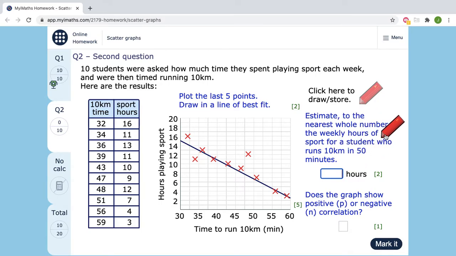So estimate to the nearest whole number the weekly hours of sport for a student who runs 10 kilometers in 50 minutes. So I'll read 50 minutes and then reading across, well, it's somewhere between 6 and 7, a little bit nearer 7. So my prediction will be 7 hours to the nearest whole number.